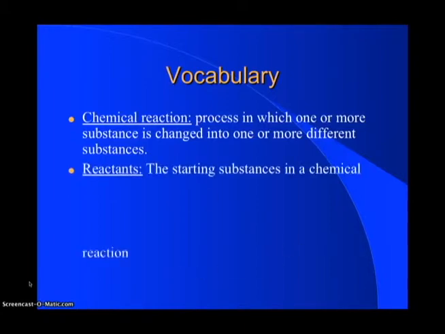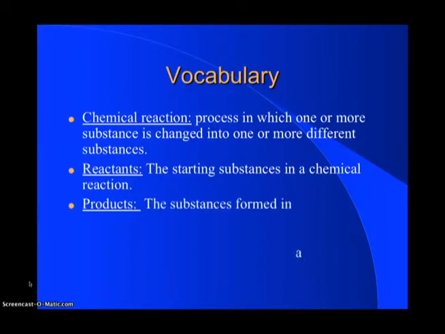The next one is the reactants. The reactants are the things you start with. They're the substances that you begin and mix together or start with in a chemical change. The reactants are always listed on the left side of an equation. Next are the products. The products are the substances that are formed from the chemical reaction. When you put some things together, you get something different formed, and that's what we call a product. Products are always written on the right side of the reaction arrow.